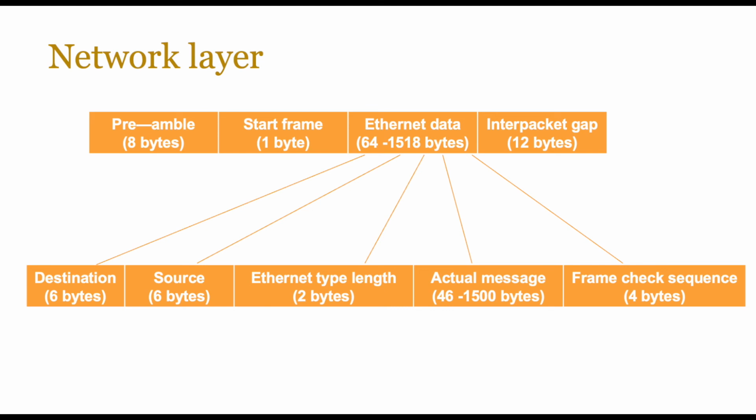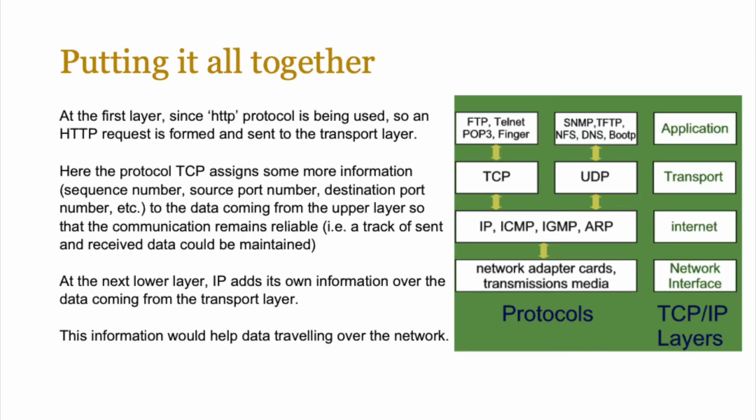So destination, source, Ethernet type or length, and a frame check in addition to the data. That's part of an Ethernet frame. Now, putting it all together, at the application stage, you first decide what you want to do. So a web browser might use the HTTP protocol, an email client might use the SMTP protocol, a file uploader might use the FTP protocol, things like that.